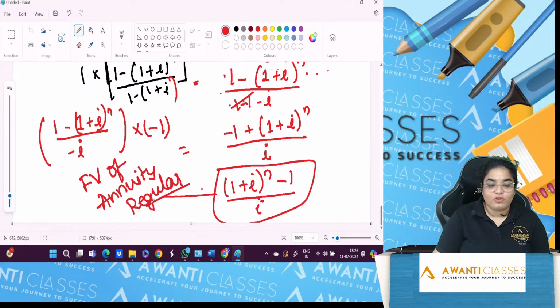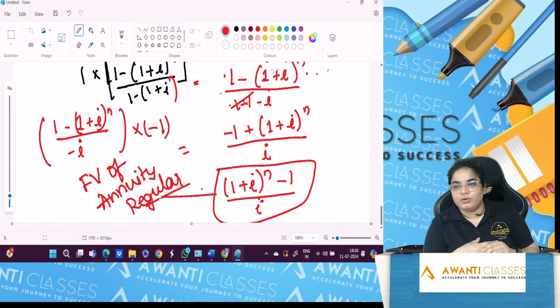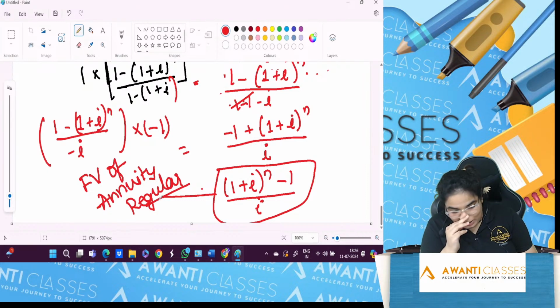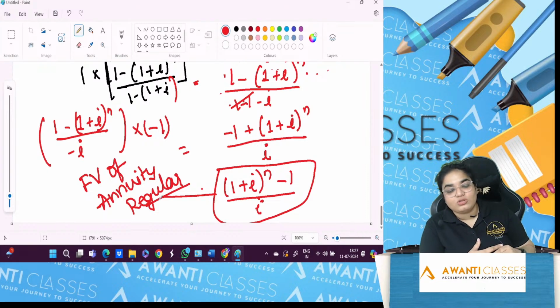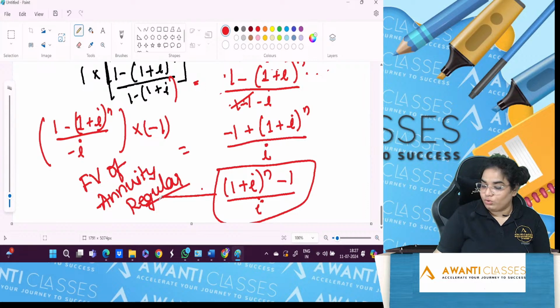If you know this formula and this derivation, you should be able to figure out any other combination, because if you have this, you will very easily be able to figure out future value of annuity due. Annuity due you already have, the current value of annuity due, and similarly we also have present value of annuity regular and present value of annuity due. So 3 more topics we have only in this one. Okay, let us quickly do those.